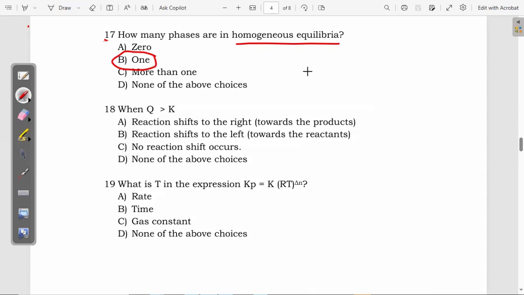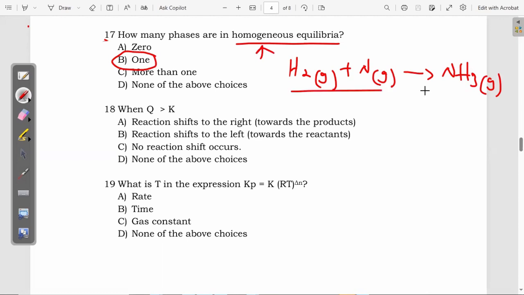So either you are reacting gases, maybe hydrogen in gas, then the nitrogen should also be in gas. And whatever I'm going to produce, if it's ammonia, should also be in gas. That's what we mean by homogeneous. So there's only one phase because they are in the same state. Okay, so we choose B as the correct answer there.